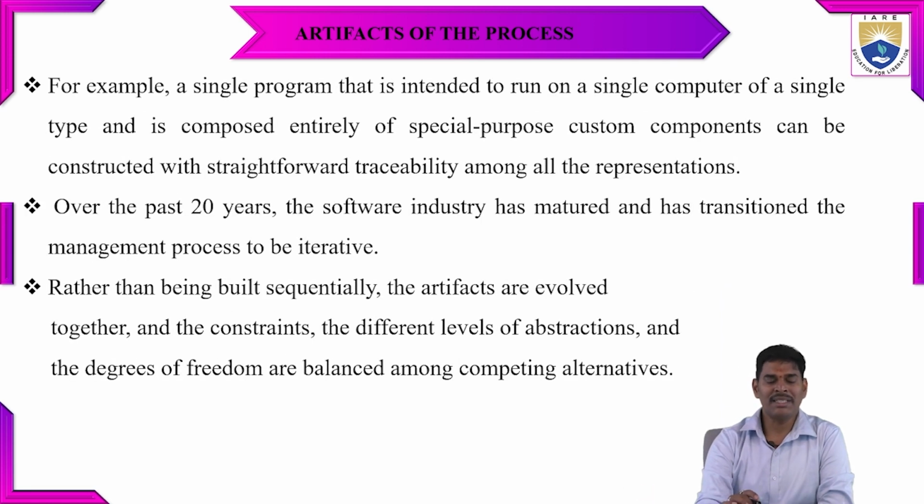The best example is when you are running a program, which is mainly applicable to a single computer, or when you are using a special process. When using the special process, the components can be constructed in a straightforward form. They can have general purpose and special purpose. The general purpose is mainly tied to the specifics of a single computer, whereas the special purpose is straightforward and can be applicable to all the representations.